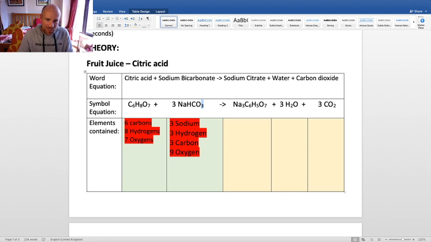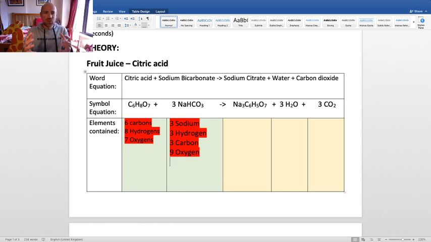Because that 3 means each molecule, this is a molecule, and that 3 means you've got 3 oxygens in each molecule, but you've got 3 molecules. So 3 times 3 is 9. Okay? That's how we work it out.